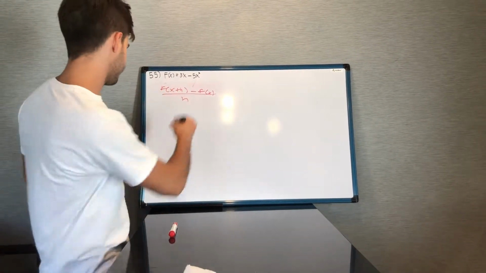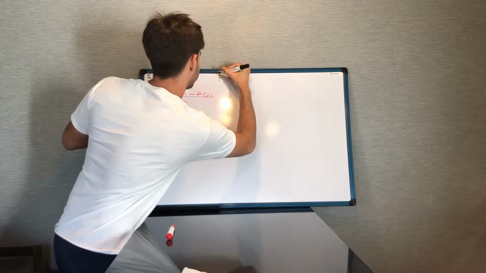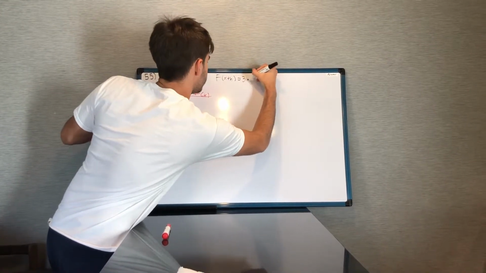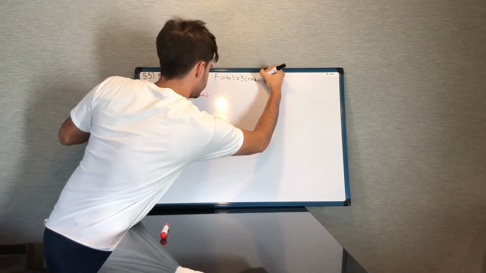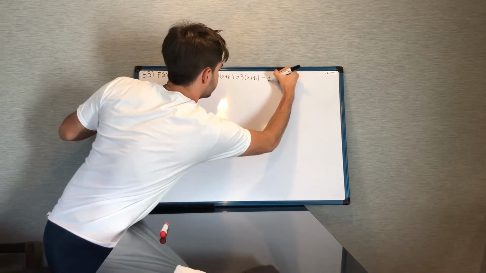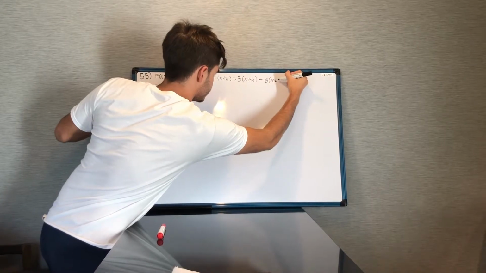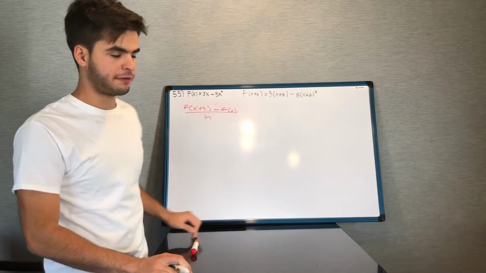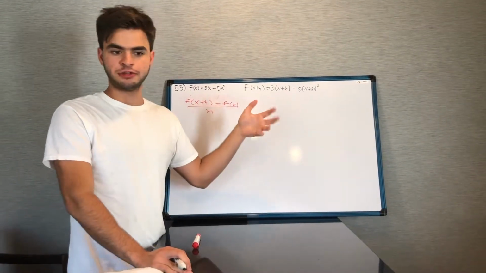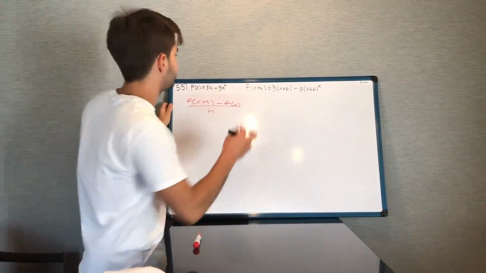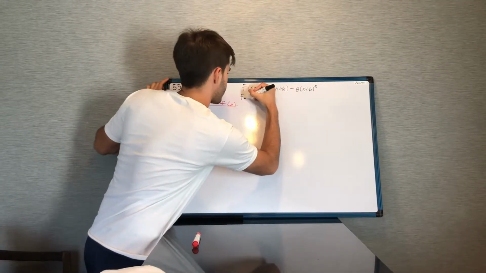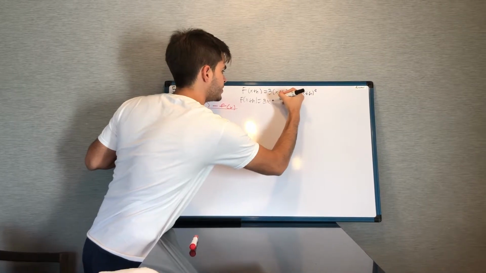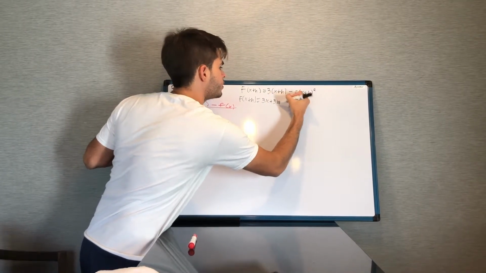So we say f of x plus h is equal to 3 times (x plus h) minus 5 times (x plus h) squared. Afterwards, we're gonna do some basic simplification processes. So we still have f of x plus h is equal to 3x plus 3h.